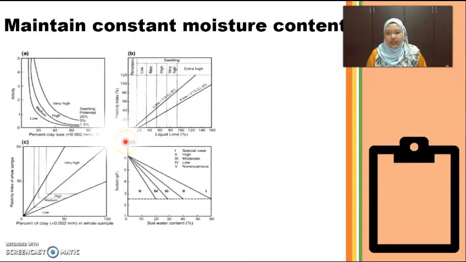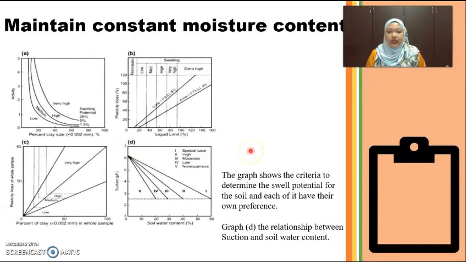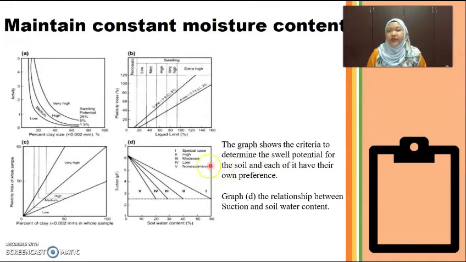As you can see, this is the graph that shows the criteria to determine the soil potentials for the soils, and each of these graphs has its own preference. So we took as an example the graph that shows the relationship of suction and soil water content. From this graph, we will know what type of expansive soil the samples are.